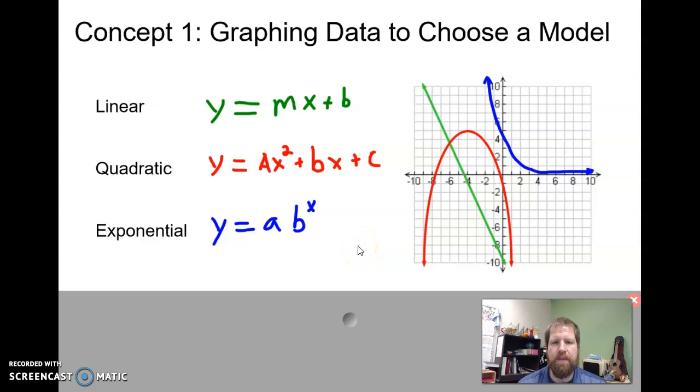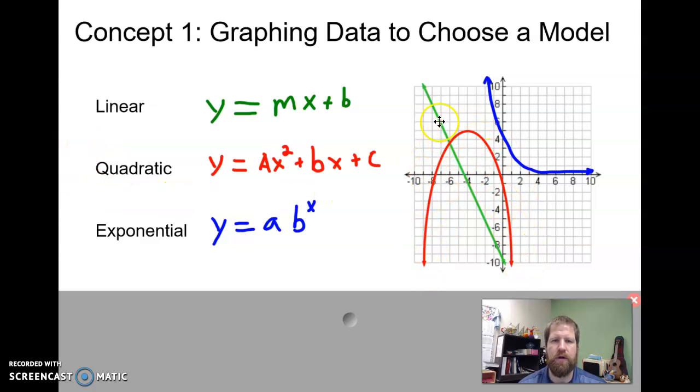So really we've got to think back to our three different types that we've learned about so far. We have our linear, y equals mx plus b, which gives us a straight line. The slope can change, but no matter what, the line will continue going in both directions infinitely, and it will always remain straight. Quadratic forms our parabola.